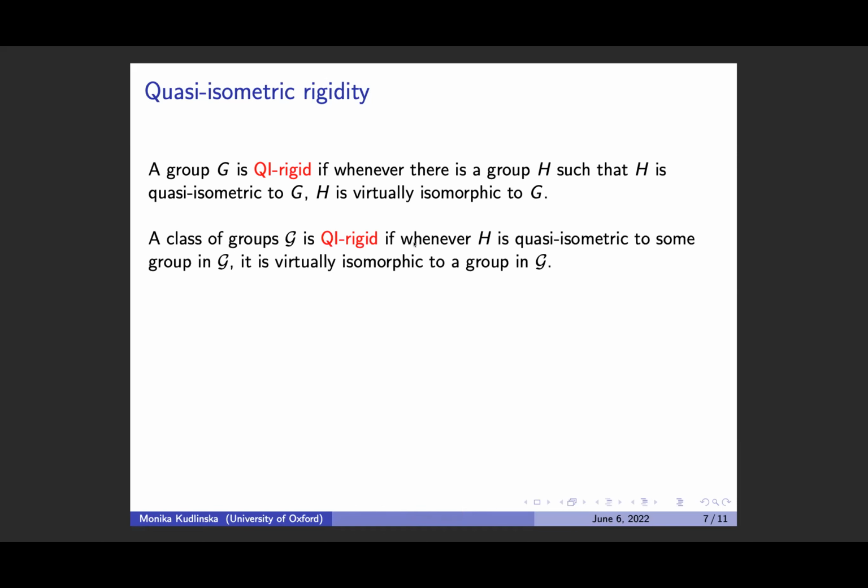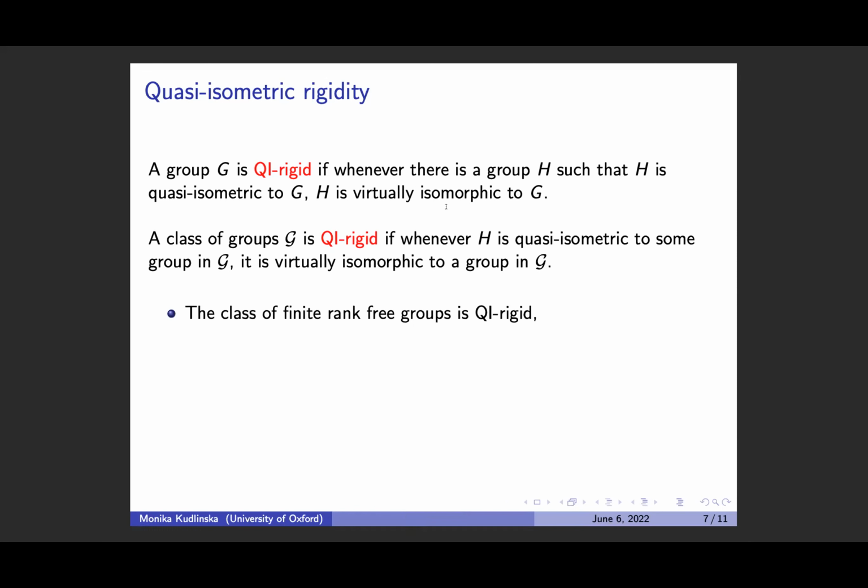Now, sometimes we want to make a slightly more general definition, and that is for a class of groups to be QI rigid, which just means that whenever I have a group H, which is quasi-isometric to some element in this class, this group is virtually isomorphic to possibly another element in this class. Okay, this is what it means for the class of groups to be QI rigid.